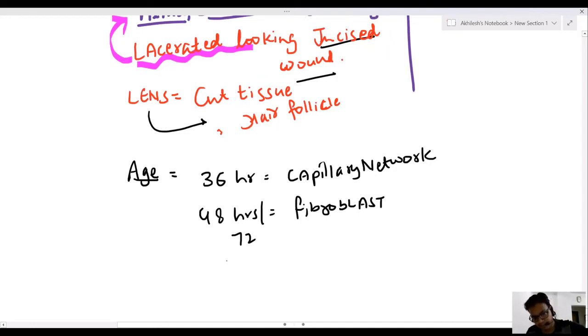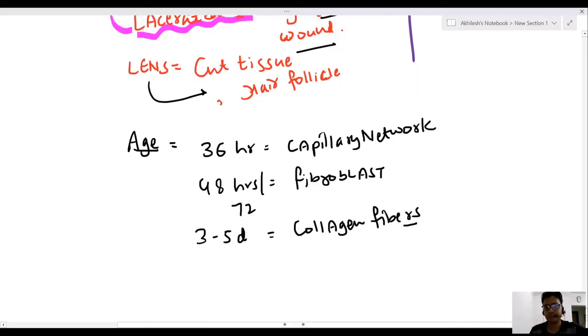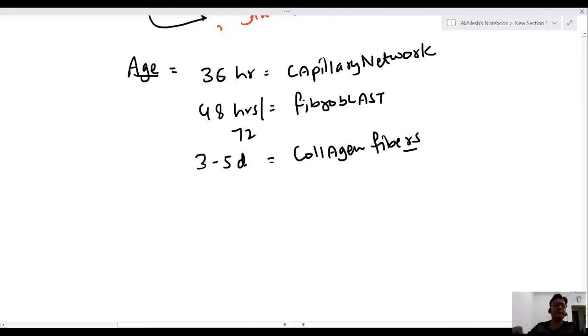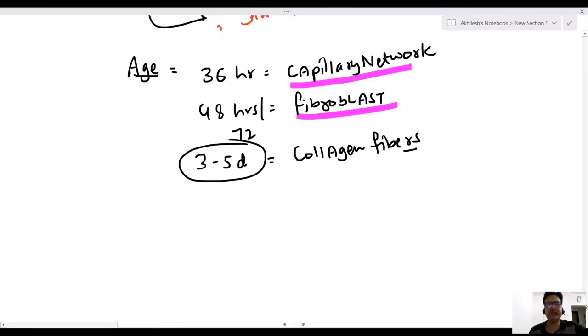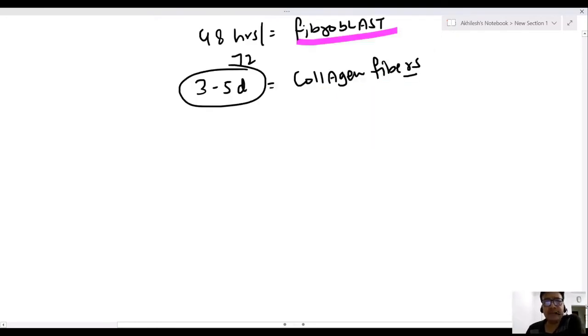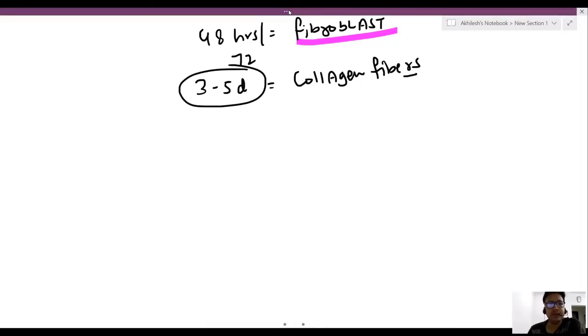In 3 to 5 days, collagen fiber is seen. I have seen one question in the AIIMS exam: if you have collagen fibers in an incised wound, what is the age of that incised wound? The answer was 3 to 5 days. Capillary network in an incised wound, 36 hours. Fibroblast in an incised wound, 48 to 72 hours. And if collagen fibers are present in an incised wound, that suggests it is a 3 to 5 days old incised wound.